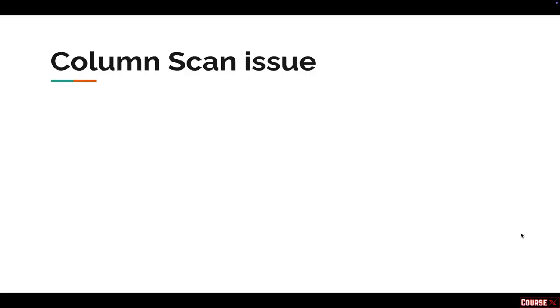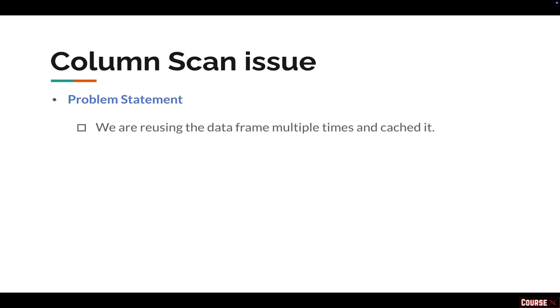Welcome back. So in this lesson, we'll understand the column scan issue with a problem. So let's understand the scenario first. We have a team, and they are saying that they are reusing a data frame multiple times and hence cached it. From the previous lesson, they have learned that if you want to reuse a data frame multiple times, we should cache it, and they have actually gone ahead and cached it.